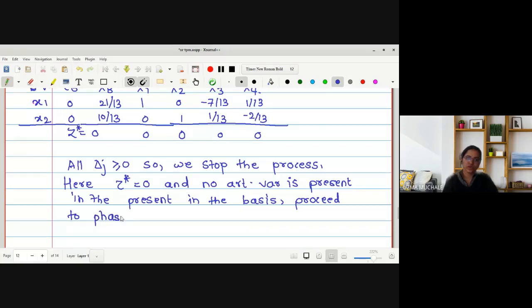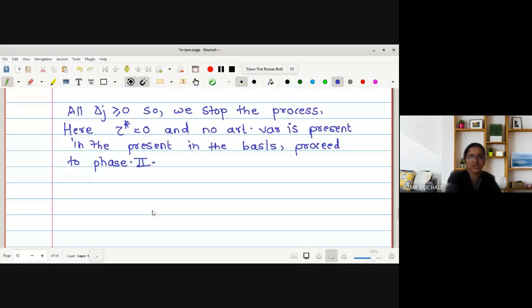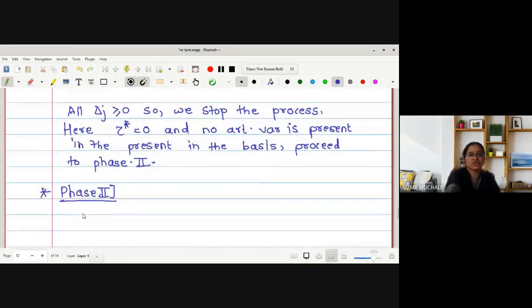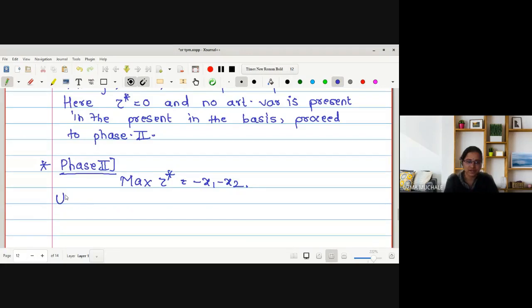Proceed to phase 2. In phase 1, what have we done? Assigning 0 cost to the original variables, minus 1 cost to the artificial variable. We have solved it. It is an auxiliary LPP, and we have reached an optimum basic feasible solution. Correct now? Now in phase 2, what are we doing? We are starting with the same table, that is the last table of phase 1. Only the change we will make: we will take the original objective function. What is my original objective function? Maximize Z star is minus x1 minus x2. Okay.